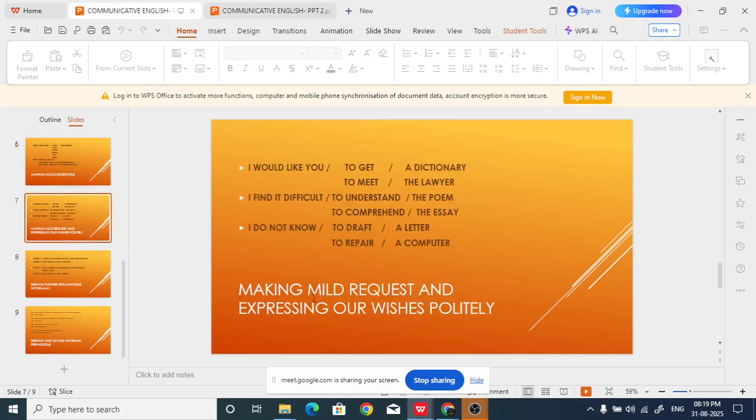Next, for example, making a mild request. Now you are asking a request and expressing your wishes politely. I would like to meet the lawyer, or I would like to get the dictionary. You can make some mild request. I find it difficult to understand this class. I find it difficult to understand this poem. I find it difficult to comprehend this essay. I do not know how to draft a letter. I do not know how to repair this computer. Like that, you can make. So you can start with "I would like to."